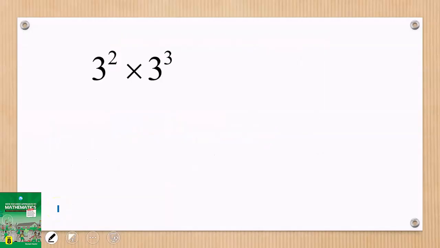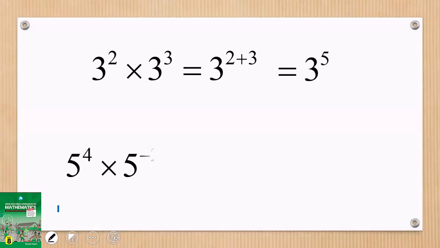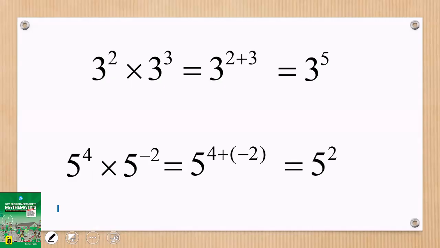For example, say I have 3 to the power 2 times 3 to the power 3. I can easily write 3 exponent 2 plus 3, which will give me 3 exponent 5. As simple as that. That is the first law of indices. Or I have 5 exponent 4 times 5 exponent negative 2. I just write 5 exponent 4 plus negative 2, which of course I can add the exponents and have 5 exponent 2. It makes it very simple, right?